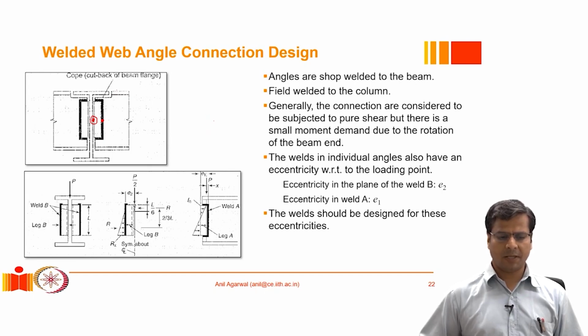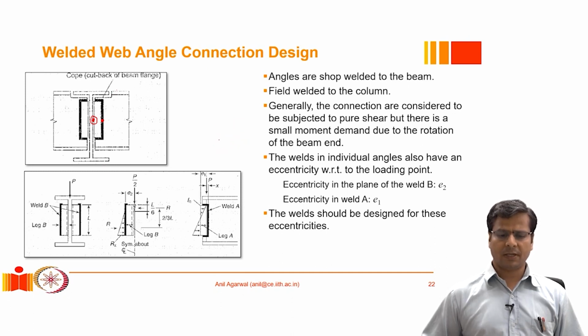Likewise, there is another plane. If I look from the top, this is the web of the beam and this is that angle. So we were just looking at the eccentricity, which we will call E1, but also there is another eccentricity which is E2. If it is not an equal legged angle, then E1 and E2 need not be the same. And in such a situation, both E1 and E2 need to be accounted for, and the moment demands because of these eccentricities need to be calculated.